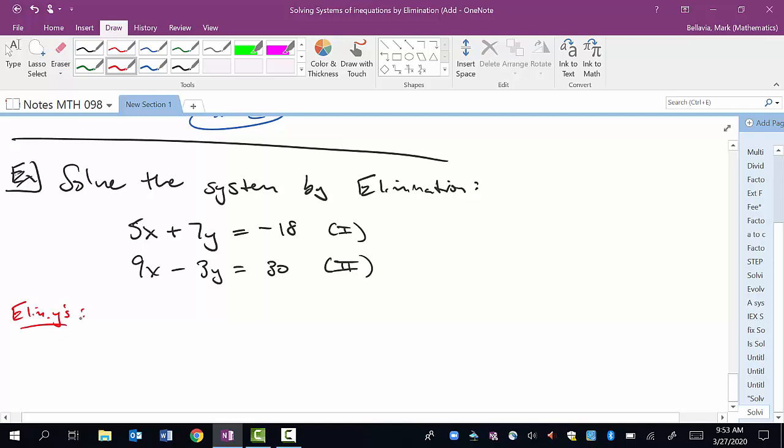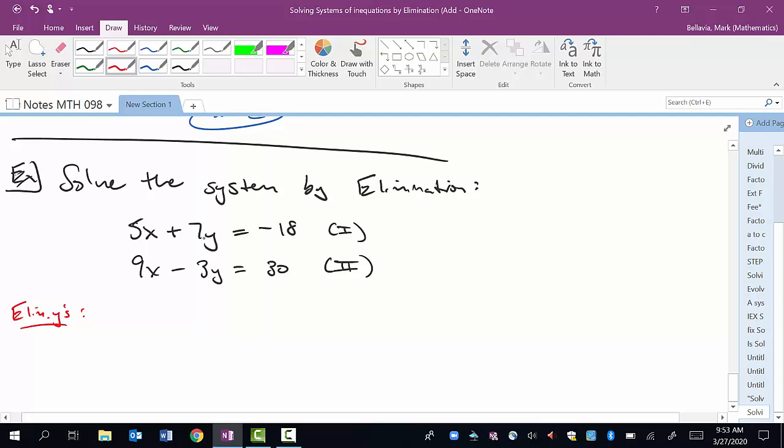Doesn't really matter. So to eliminate y's, I want the coefficient of y to look the same but have opposite signs. They already have opposite signs, which is good because I don't have to really worry about multiplying by a negative at all. So I've got 7 and a negative 3, and I want to make these both look like the smallest number that 7 and 3 can go into evenly, which in this case, the LCD for 7 and 3 is 21.